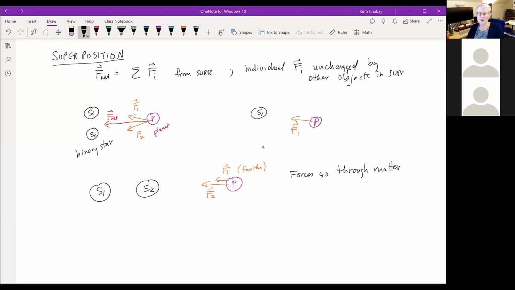And you see examples of that all the time in your daily life. The fact that you've got a table in the way doesn't change the fact that the Earth is pulling down on your computer. Okay, so the force due to the Earth is going right through your table. And the force the Earth is exerting on you is going right through the floor. It doesn't matter that the floor is in the way. So these forces go through matter.